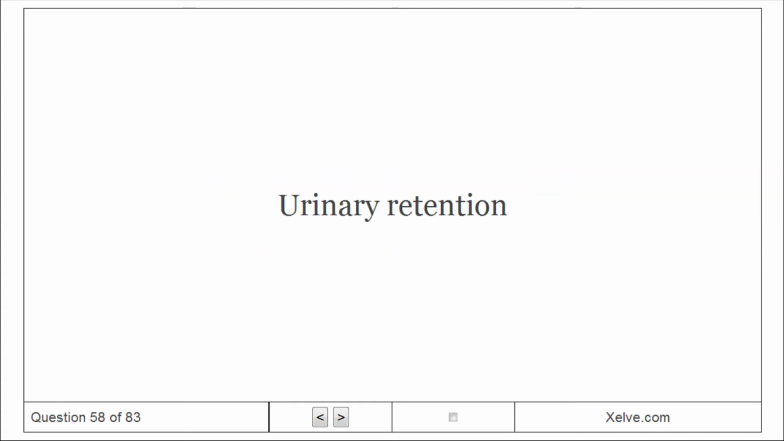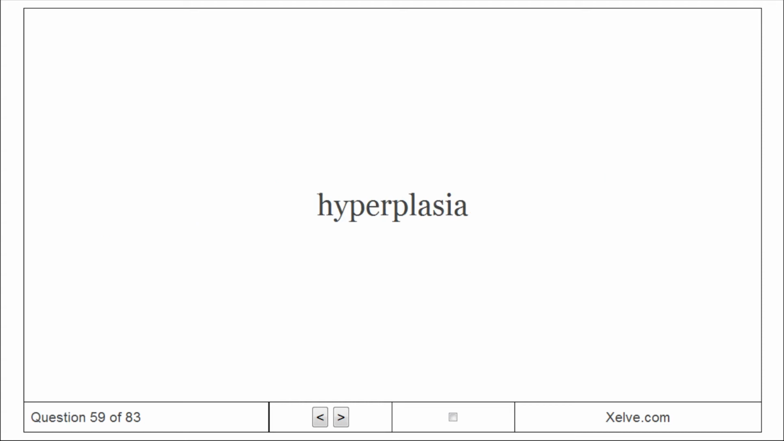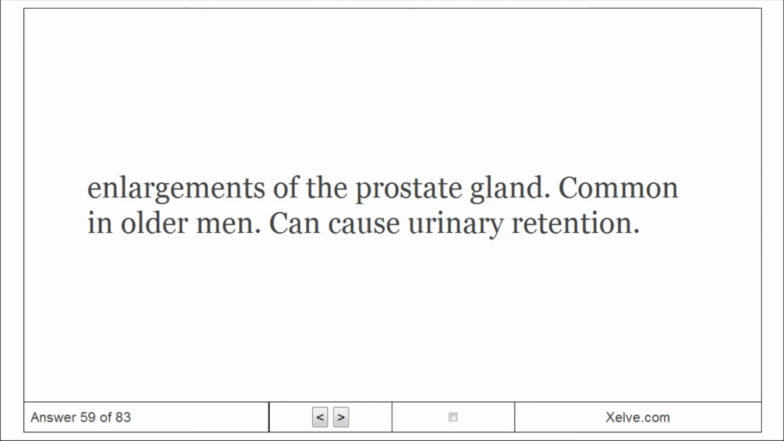Urinary retention. A condition in which the bladder is unable to expel its contained urine. Hyperplasia. Enlargement of the prostate gland, common in older men, can cause urinary retention.